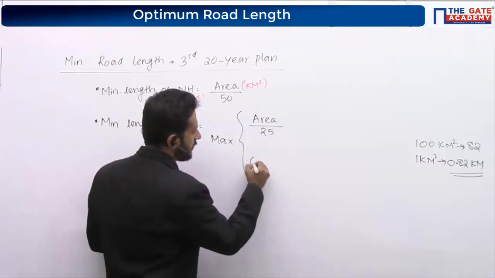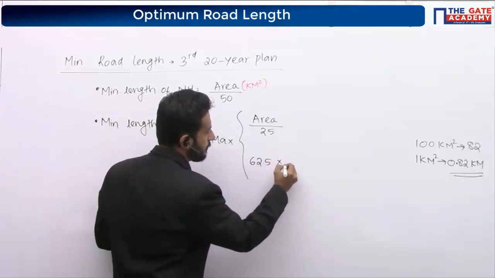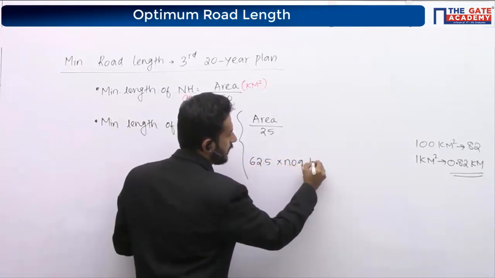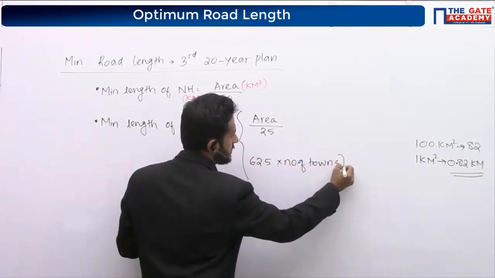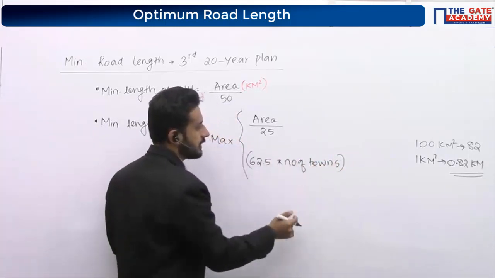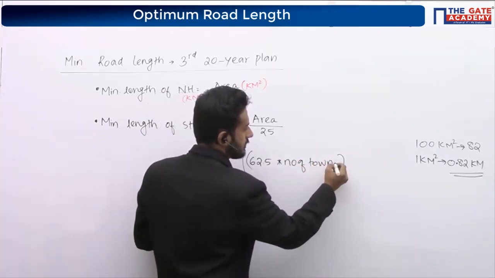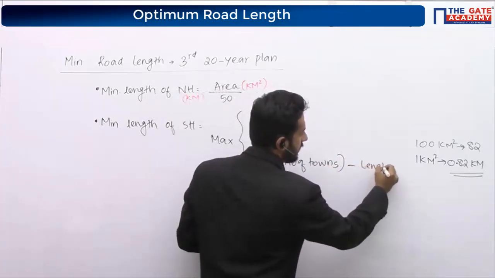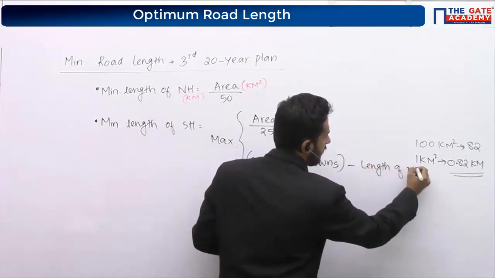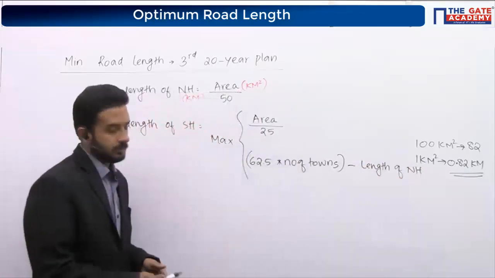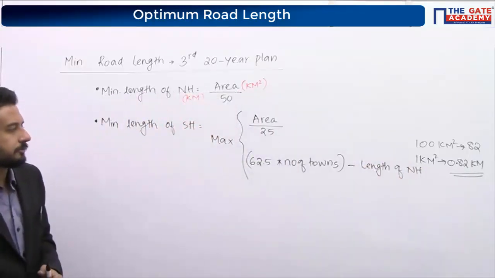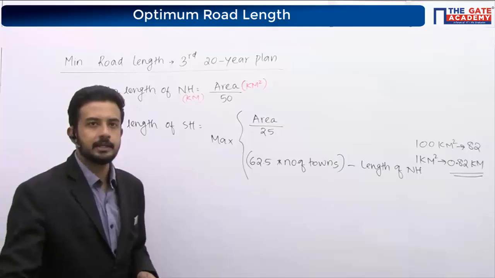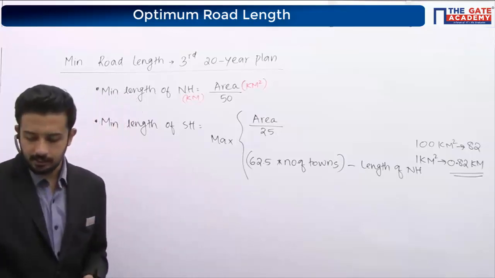Then the next equation, 62.5 into number of towns. We'll understand this; we'll do one question also just for practice. Minus length of state highway, length of national highway. 62.5 into number of towns minus length of national highway.